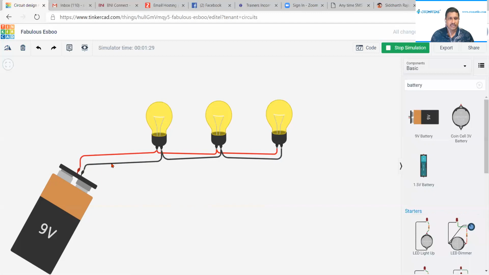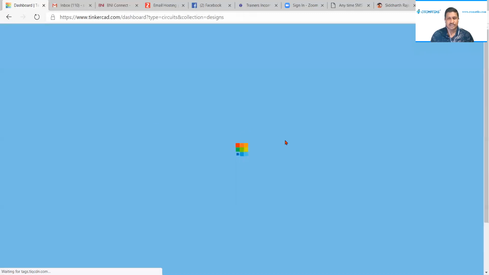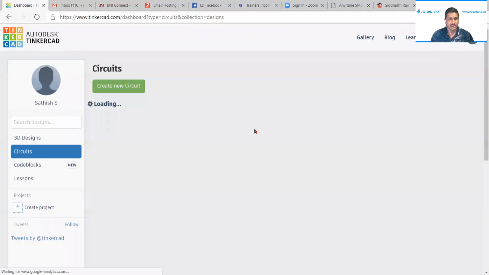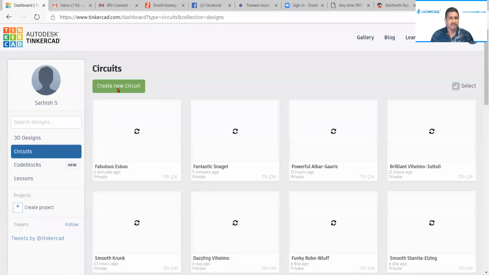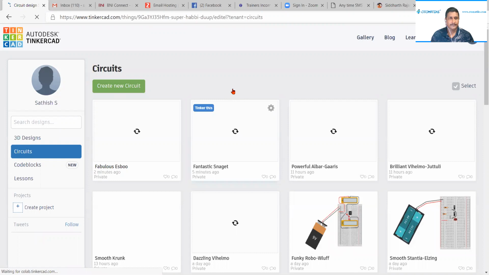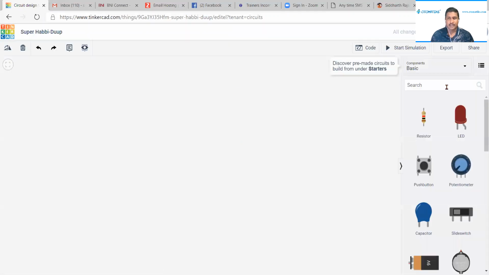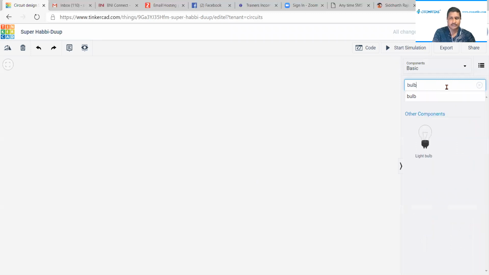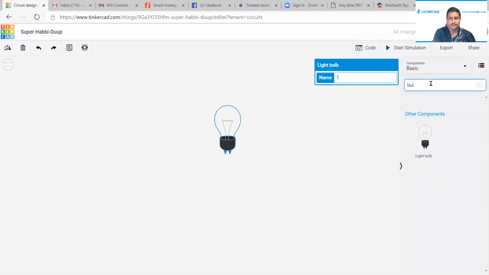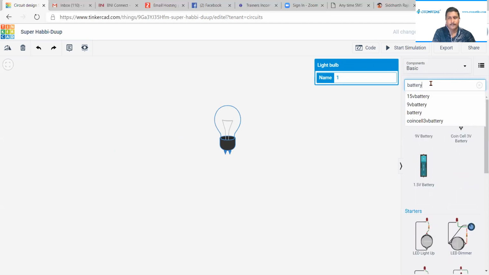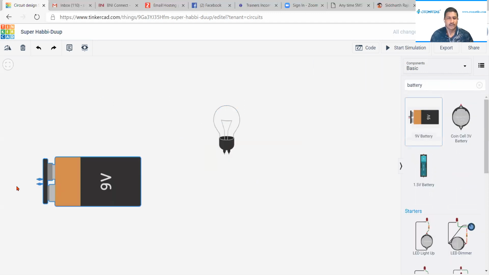Before that, I just want to make you very clear that a bulb doesn't have polarity. Any terminal can be used as positive and any terminal can be used as negative, right? For this, I would like to show you a separate circuit. So our new project is getting loaded here. As usual, I need a bulb here. I'm taking a bulb. I need a battery. Cool. I've taken a battery now.